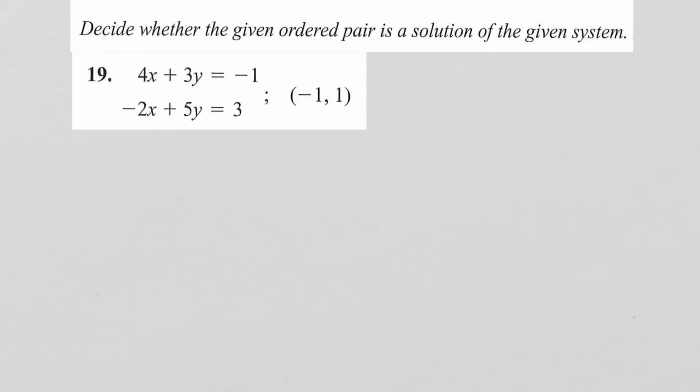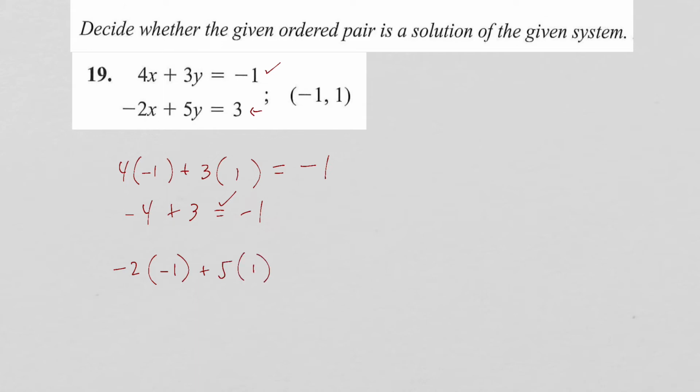Okay, to figure out if this is a solution to this, I'm going to plug it in. So I have 4 times x, and x is negative 1, plus 3 times y, and y is positive 1. Is this equal to negative 1? Well, 4 times negative 1 is negative 4, plus 3 is equal to negative 1. That's true. So it's a solution here. Now let's try this one. Negative 2 times x, which is negative 1, plus 5 times y, which is a positive 1, is this equal to 3? This becomes a positive 2 plus 5 equals 3. It doesn't work. So this is no, it's not a solution.